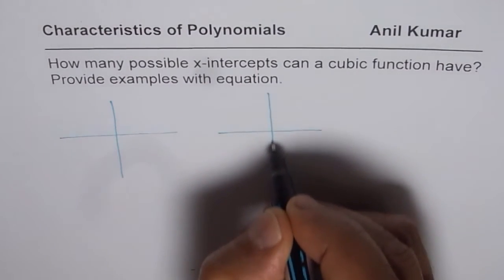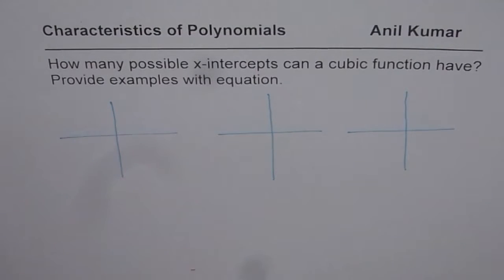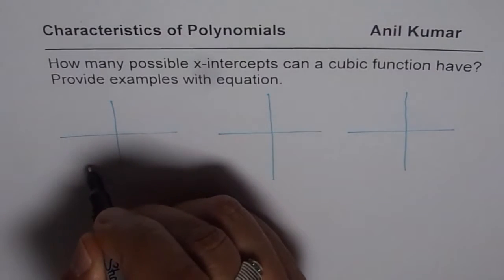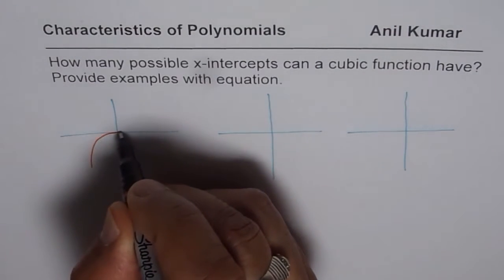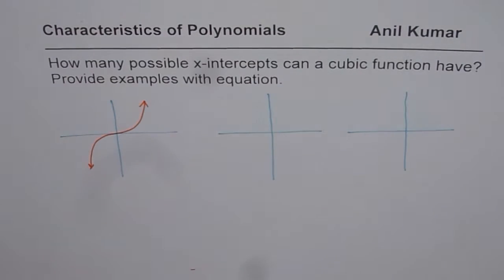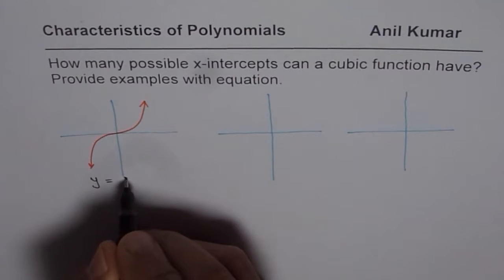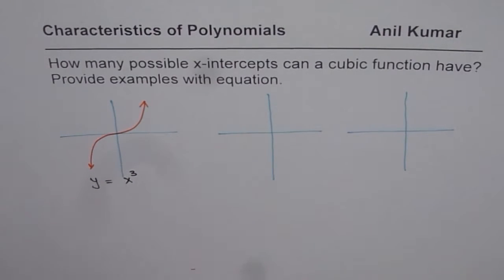So I'll draw three different figures. Let's consider x cube, right? So x cube, the graph of x cube is kind of like this, right? So that is x cube. Now clearly it has one x-intercept. So let me write y equals x cube as an example.